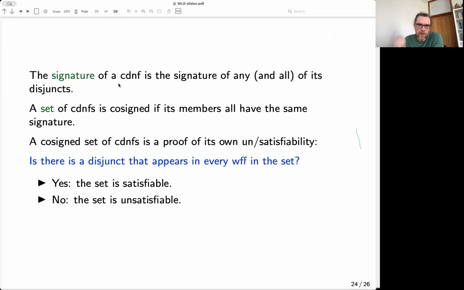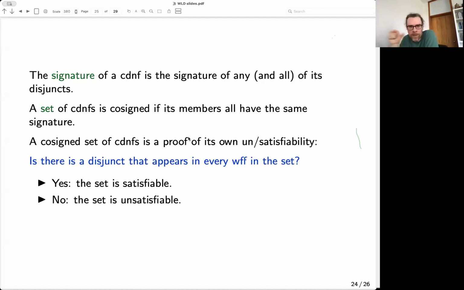I talked about before the signature of a CDL. In one of these cosine disjunctive normal forms, all the disjuncts have to have the same signature. So we can now just talk about the signature of the CDNF itself. And then you can call a set of these formulas cosine if all the formulas in it have the same signature. And again, you can view a set of cosine CDNFs as a proof of its own satisfiability, or of its own unsatisfiability, as the case may be.